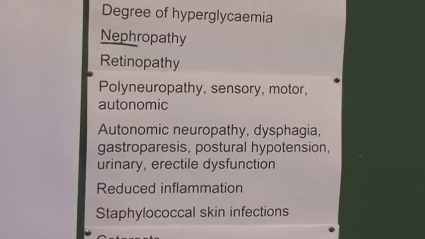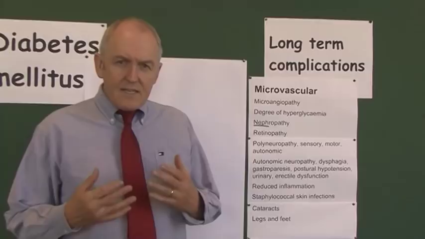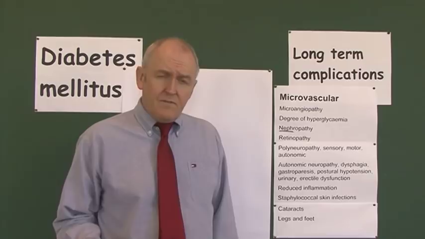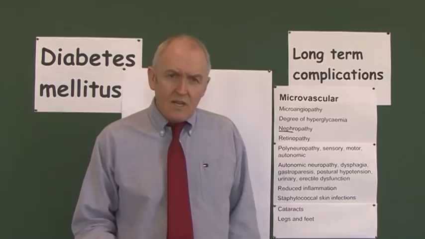Now, there's also diabetic neuropathy affecting the nerves. Many nerves in the body can be affected. There's a polyneuropathy affecting many nerves, and this can affect basically all of the peripheral nerves. So it can affect the sensory nerves, the motor nerves, and the autonomic nerves.